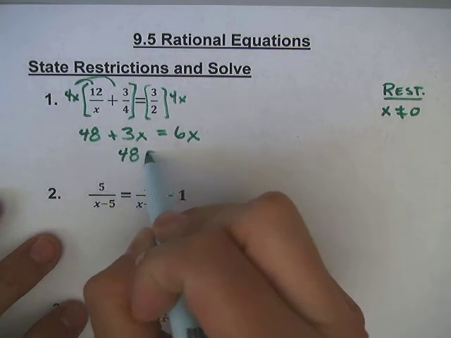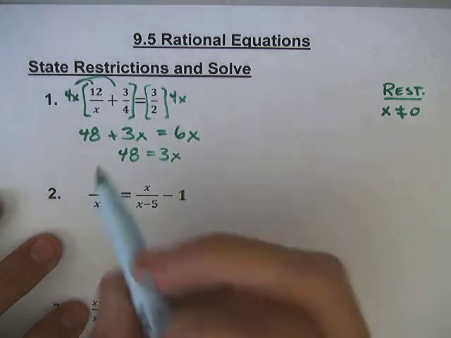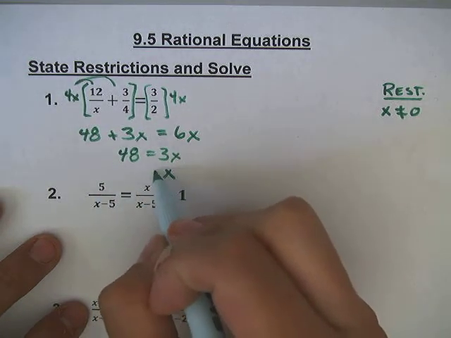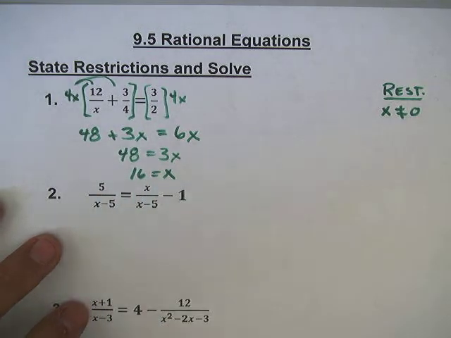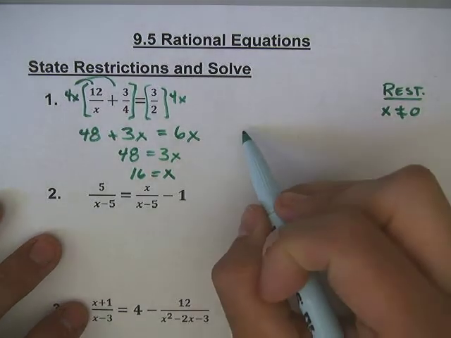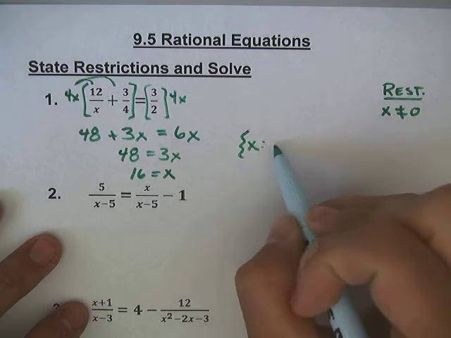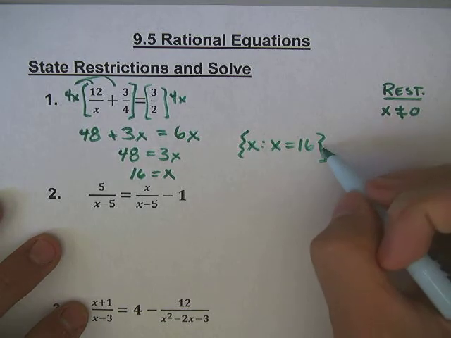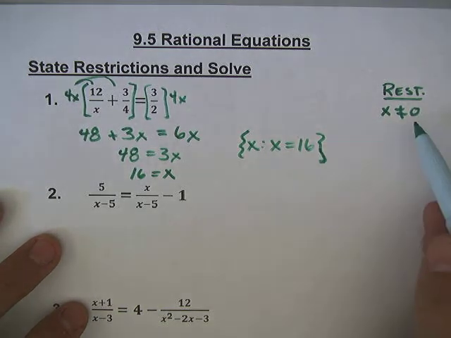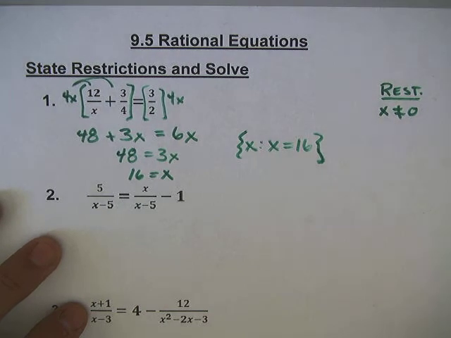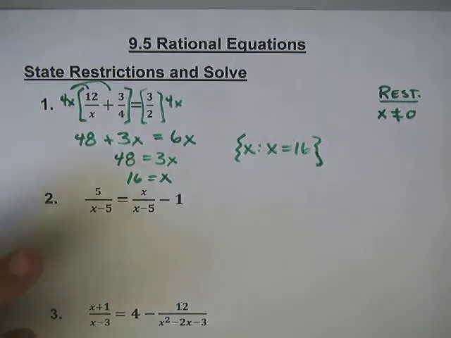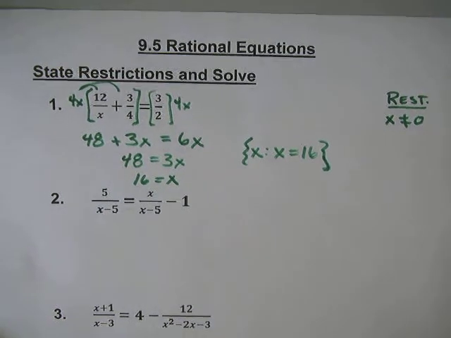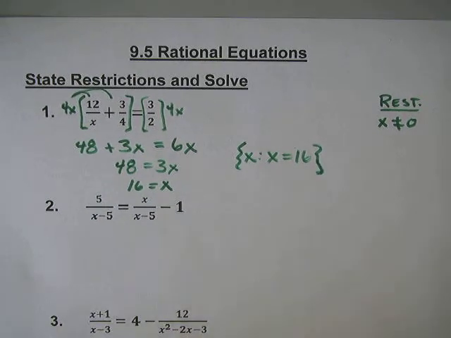So now we're just going to go through and solve. Subtract 3x on both sides. I end up getting 48 equals 3x. Divide by 3, and x is equal to 16. So if we're going to put this in solution sets, we'd say all values of x such that x is equal to 16. Now, is 16 part of our restriction? Nope, it's not. Our restriction was x couldn't be 0, so we're good with that. Okay, simple as that.